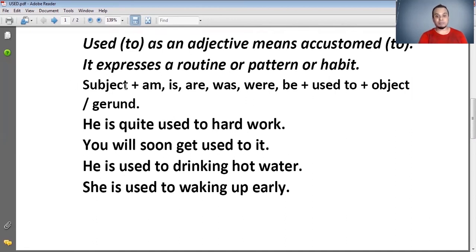First, subject will come. Then according to the subject, in present we will use am, is, are. If it is past, then we'll use was, were. And if it is future, then we'll use will be. And then used to, and then we use either an object. If you have to use an object noun, then it will be as it is. But if you want to use a verb, then you have to add ing to the verb. And when you add ing to the verb, that is called a gerund.